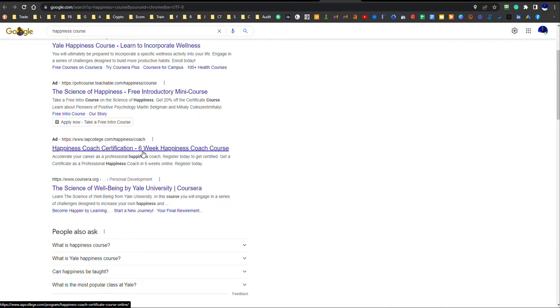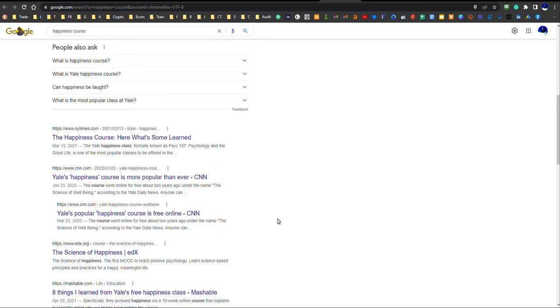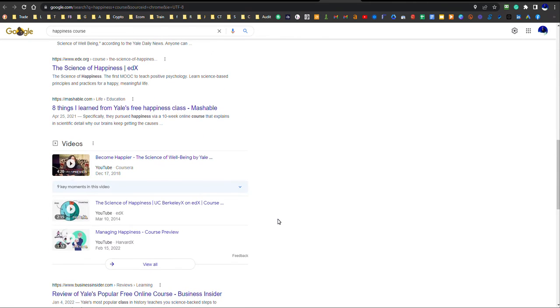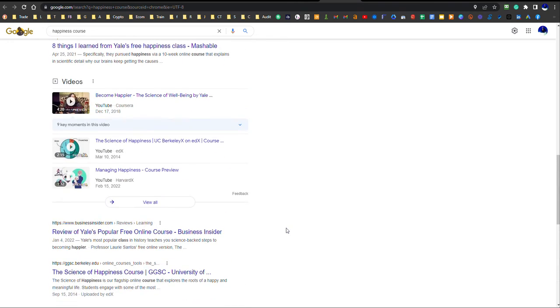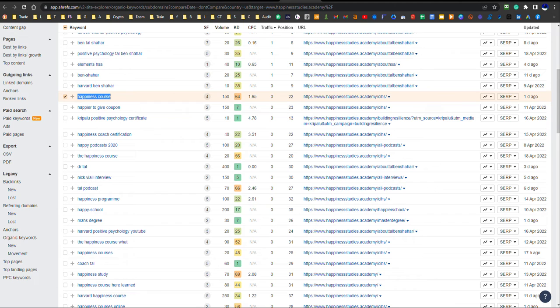So you have happiness coach certification, and you're probably going after people trying to become a coach. So this seems to be a good keyword. You're somewhere around the second page. It is a hard keyword. You need to have a 64 domain authority, and it has 150 people a month. So it's not like a huge keyword.